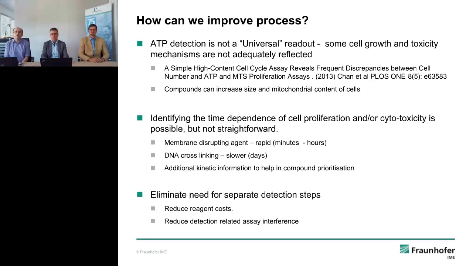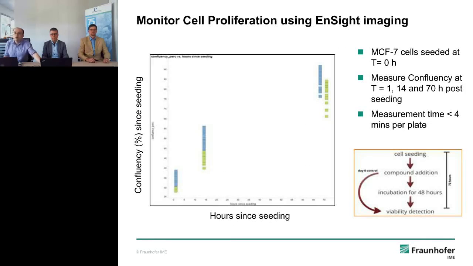Another way we want to improve the process is that we'd all like to reduce reagent costs, especially if you're screening quite a few compounds, and if you don't have to include a reporter system, that can be quite useful. But more importantly, you want to reduce detection-related assay interference, as we saw with cisplatin. You don't want your compound interfering with your detection method, and using label-free methods such as bright field illumination gives you the opportunity to do that.